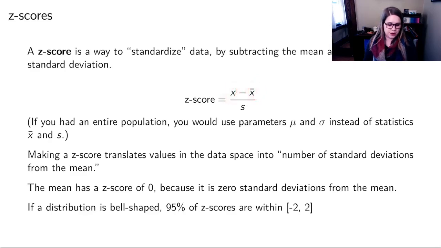0 divided by anything is 0. And you can interpret that as the mean is 0 standard deviations from the mean. Makes sense. And all other values you could say, oh, this is 1 standard deviation. This is 1.3 standard deviations from the mean. And because of the 95% rule, if the distribution is bell-shaped, then 95% of z-scores are between -2 and 2.